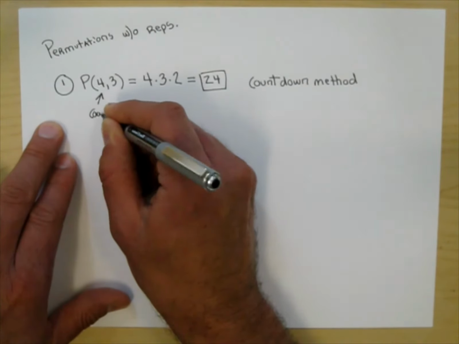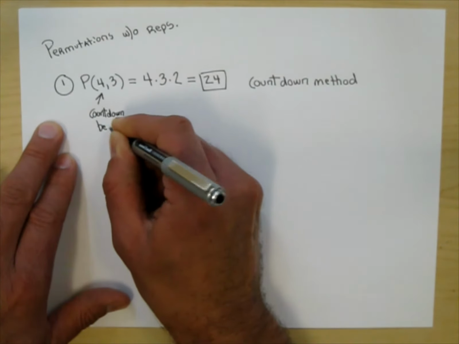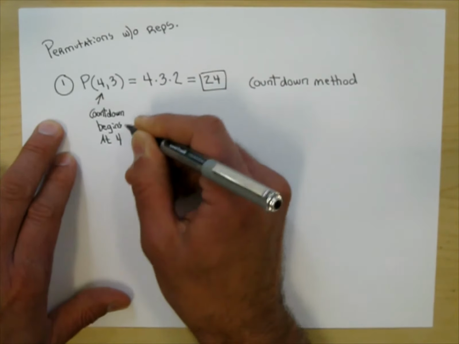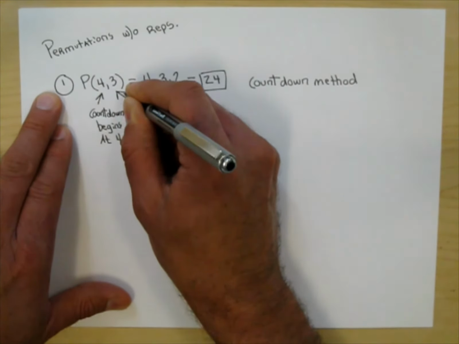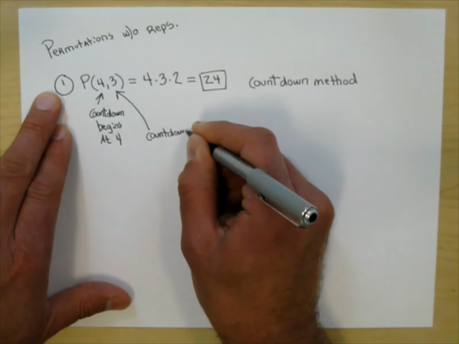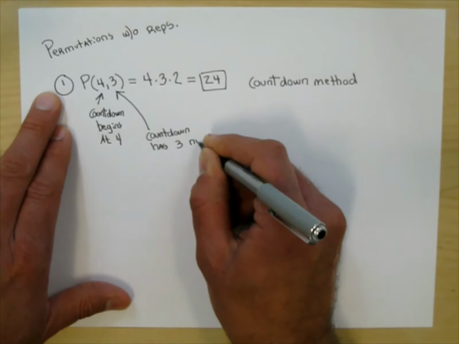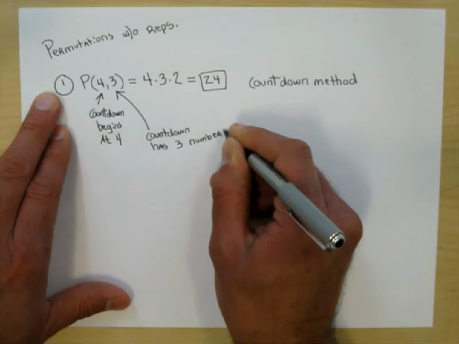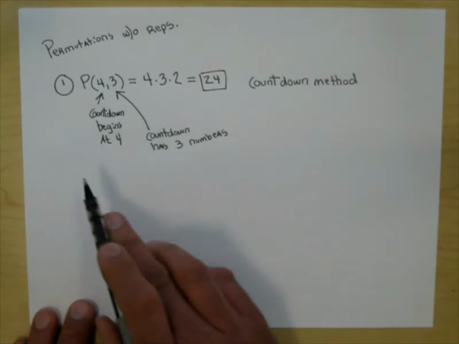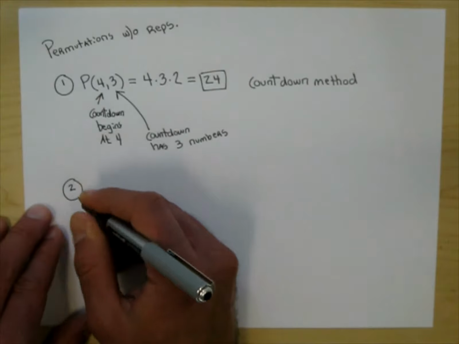So right here I'll say countdown begins at 4, and then this right here is countdown has 3 numbers. If you remember that, these should be pretty simple. Let's go ahead and do a problem that we don't know the answer to. So here's problem number 2.